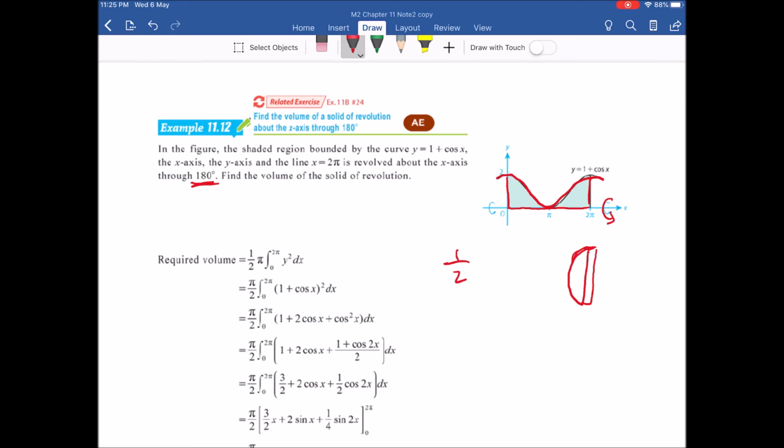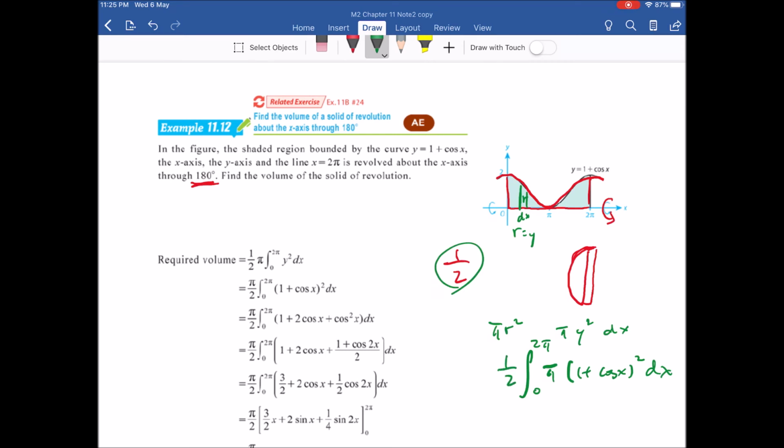So the height is r, that is y. R is y, so pi r squared is pi y squared multiplied by dx. So integrate pi y squared. What is y squared? It is 1 plus cosine x all squared, and then dx from 0 to 2 pi, but remember to add 1 over 2 because it is rotating only 180 degrees.